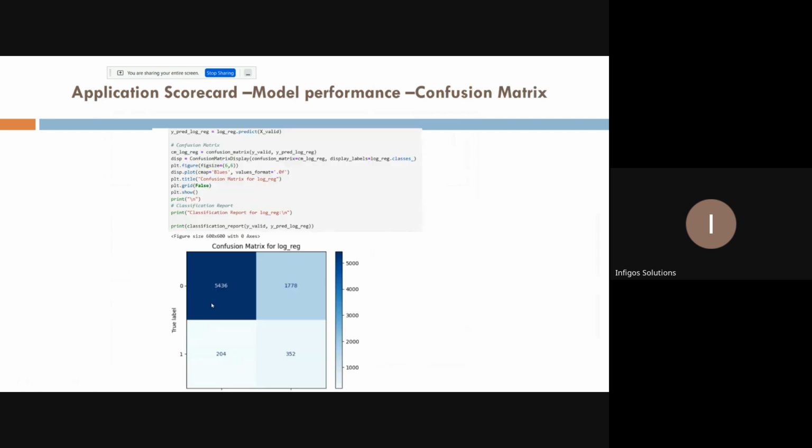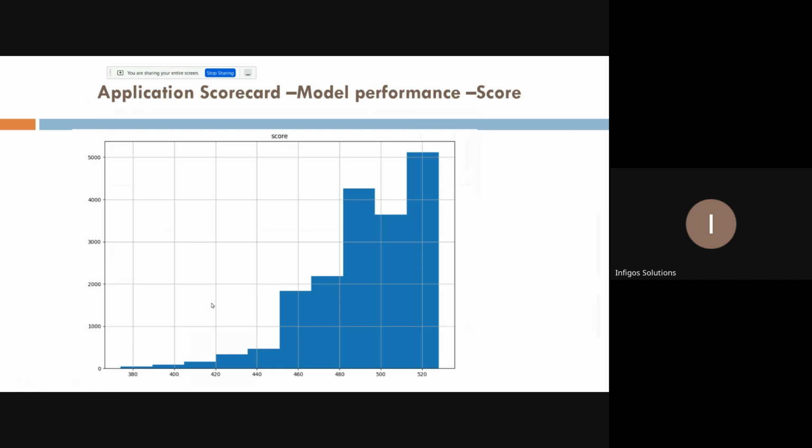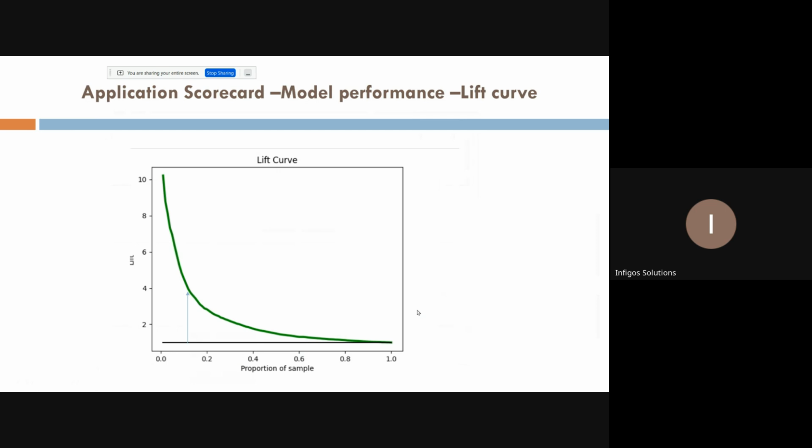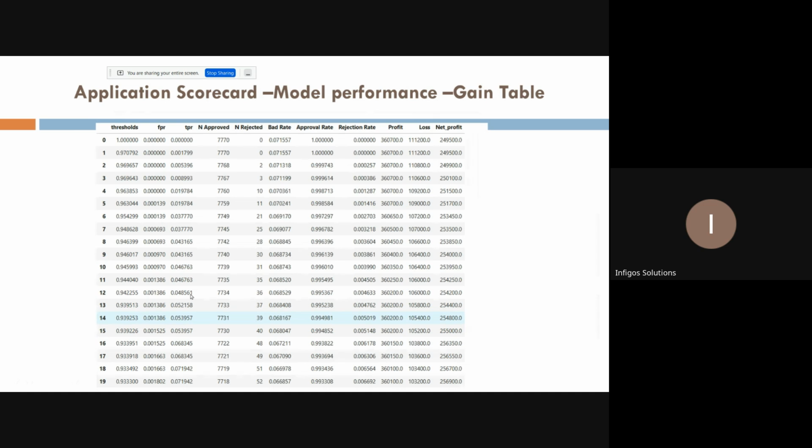This is the confusion matrix for the application scorecard, and this is our score graph. Most of the customers are non-default, so we have this kind of shape for the score. This is the lift chart. Lift has been reduced. It was 5 for the behavior scorecard, but has gone to 4. This is our gain table from which we plot the strategy curve.